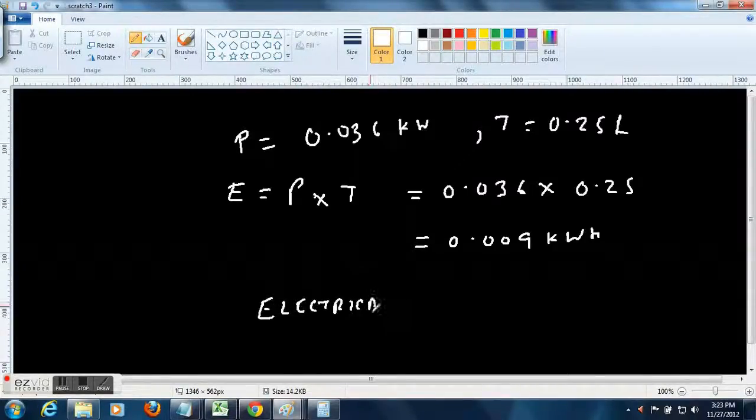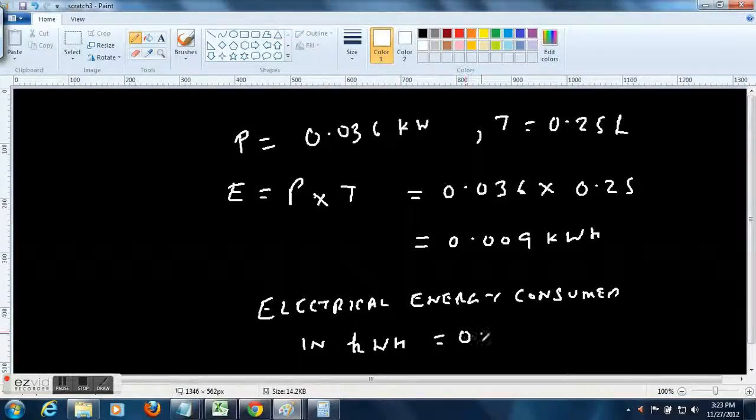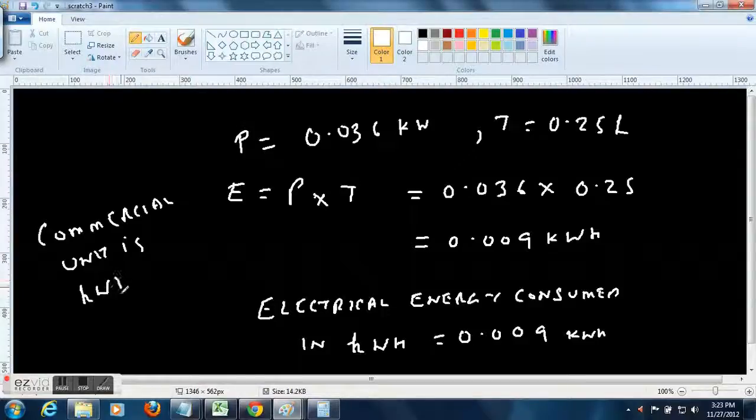So the electrical energy consumed is 0.009 kilowatt hour, because the commercial unit of electric energy is kilowatt hour.